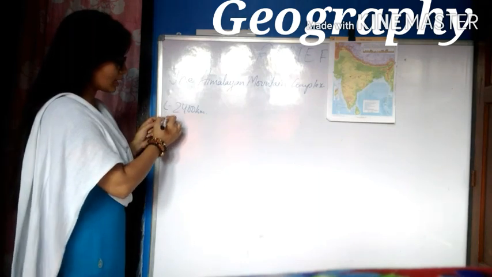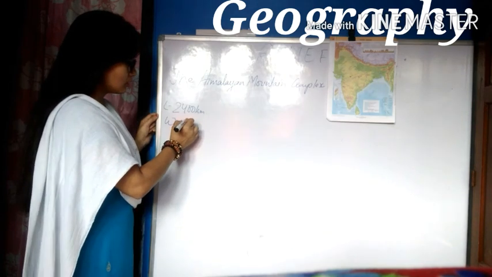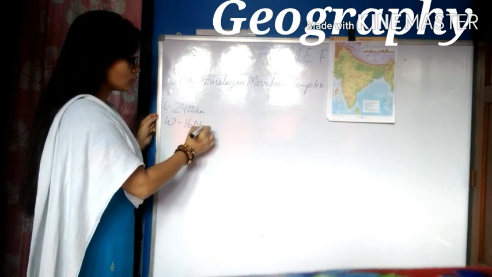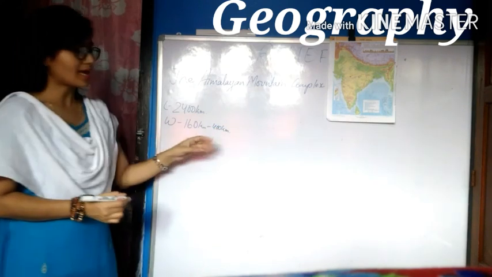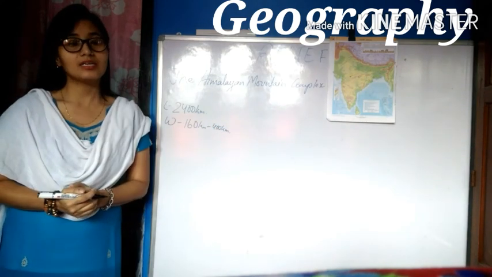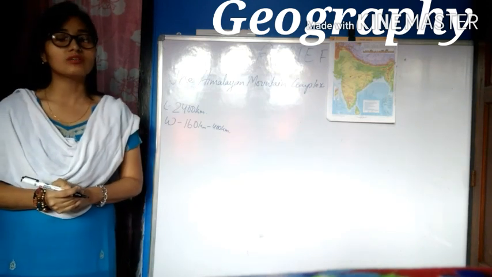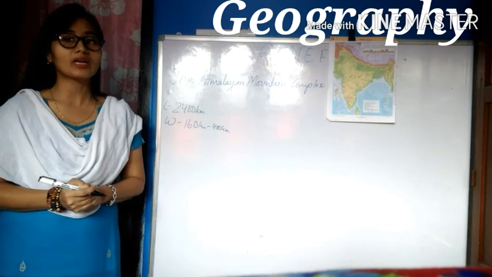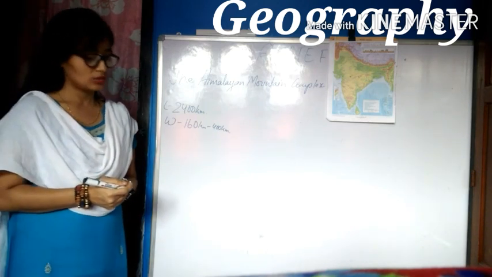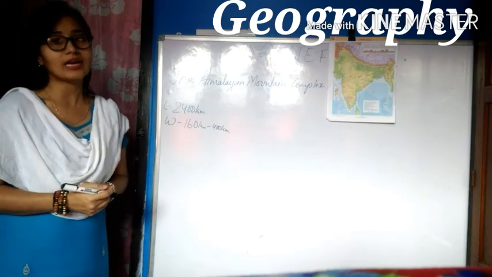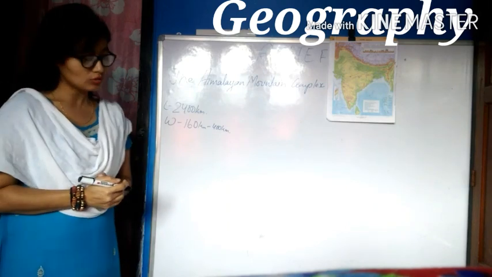The width of this Himalaya is 160 km to 400 km. In fact, the Himalaya is not just one range of mountains, but 3 ranges which run parallel to one another along its longitudinal axis. So the Himalaya is divided into 3 ranges according to their altitude.